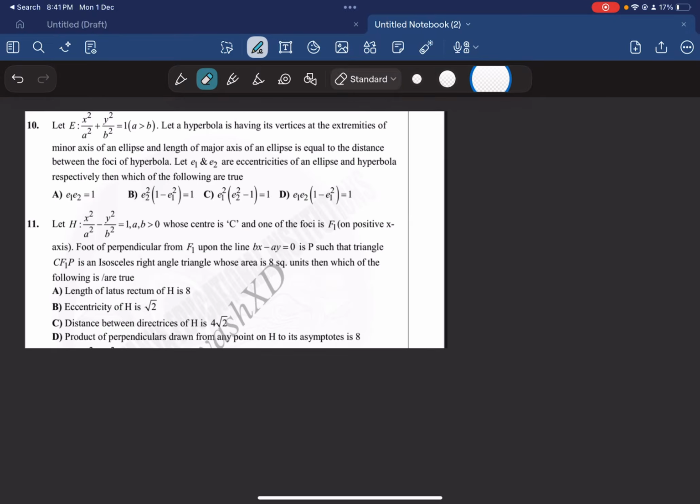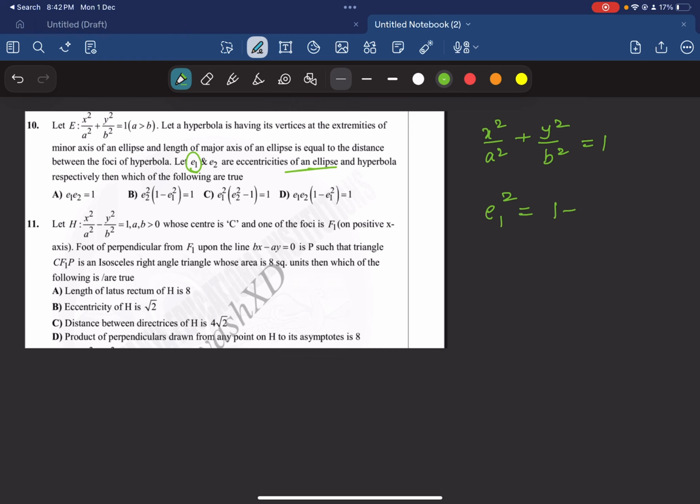So here we have an ellipse. E is given as x square upon a square plus y square upon b square equals 1, and it is also given that a is greater than b. So therefore this is a horizontal ellipse, and E1 is the eccentricity of the ellipse. So E1 square will be 1 minus b square upon a square. All right. So this is your eccentricity of the ellipse.